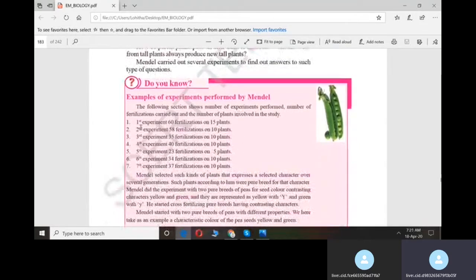This is his data. First experiment: 60 fertilizations on 15 plants. Second experiment: 15 fertilizations on 10 plants. Third experiment: 35 fertilizations on 10 plants. Fourth experiment: 40 fertilizations on 10 plants.